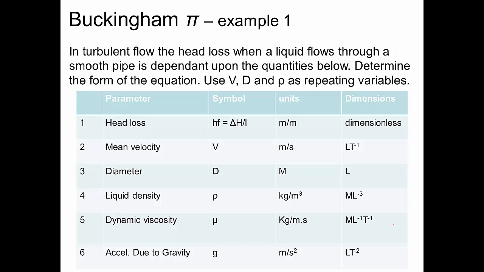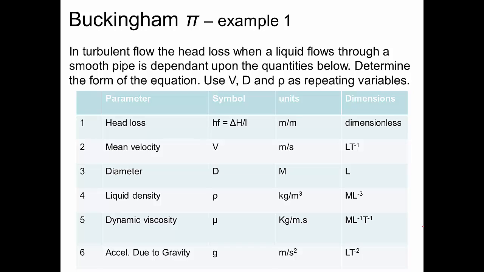So this is our problem. And this is again an application of Buckingham Pi to a real problem, and the equations that come out are real dimensionless groups. So in turbulent flow, the head loss, which is kind of equivalent to the energy loss when a liquid flows through a smooth pipe, is dependent on the following quantities. We've got six there.